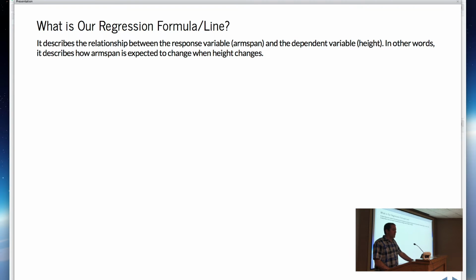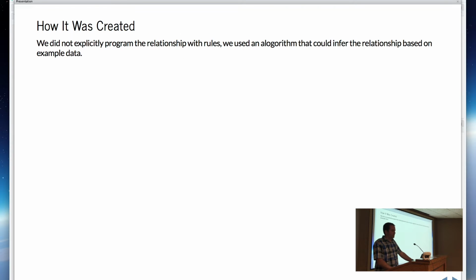So what is that regression line? It's a pretty straightforward concept that most of us learned in one form or another, but it describes a relationship between the response variable and the dependent variables. In other words, how arm span is going to change as height changes. Notice that we didn't create that by writing procedural code and describing a relationship. That model was created by inferring the relationship from the data. Does that make sense?